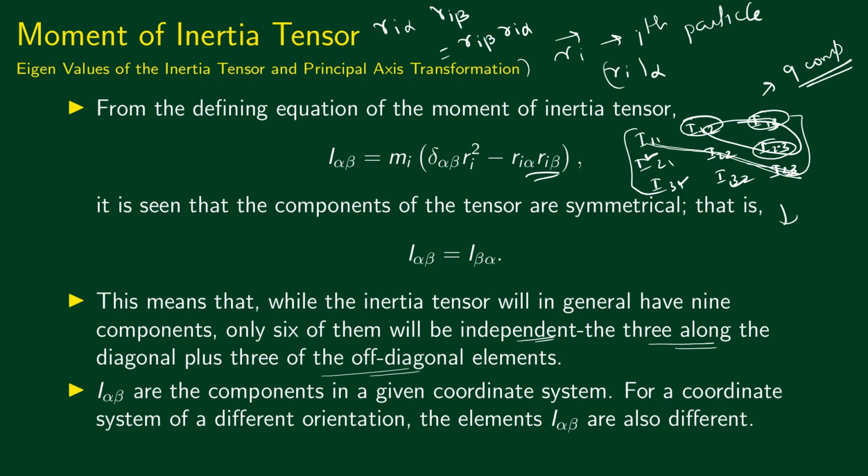Now, just like the components of a vector, I alpha beta here are the components in a given coordinate system. We know that when you rotate the coordinate system, the components of a vector change. In the same way, for a coordinate system of a different orientation, the elements I alpha beta are also different. So just like the components of a vector change when you go from one frame to another, when you change the orientation of your coordinate system, the elements of this second rank tensor also change.